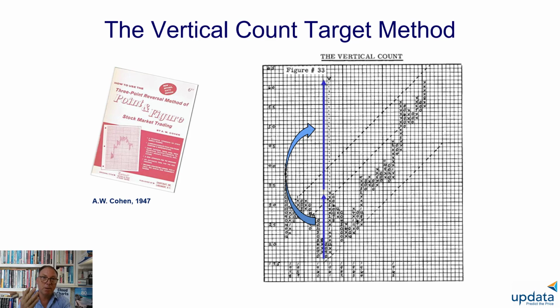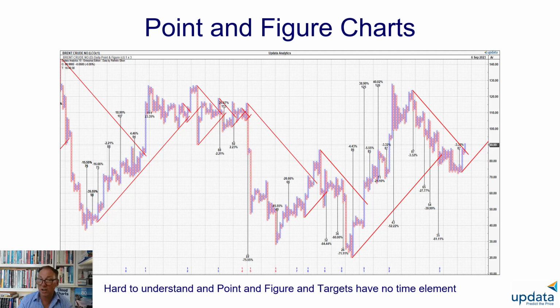And this book by A.W. Cohen, I've got this book, is really where he first of all talked about this method of an initial buying thrust leads to an overall potential move. And so on point and figure charts, there is no time element. And basically this is how a point and figure chart looks, but not many people use them anymore. They're hard to understand, and one of the key things about the chart is there's no time element in the chart, so there is no way of knowing when a target might be reached.